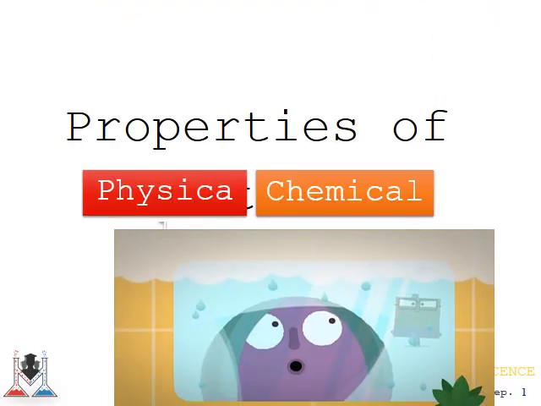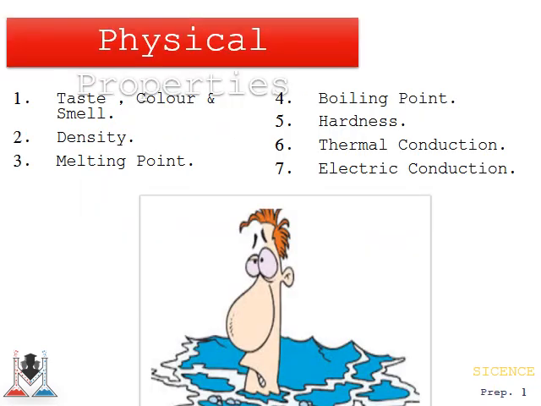We will study the properties of matter. Properties of matter are two types: physical properties and chemical properties. Properties means studying matter in details. Studying anything belongs to matter. Physical properties are: number 1, taste, color, and smell; number 2, density; 3, melting point; 4, boiling point; 5, hardness; 6, thermal conduction; and 7, electric conduction.